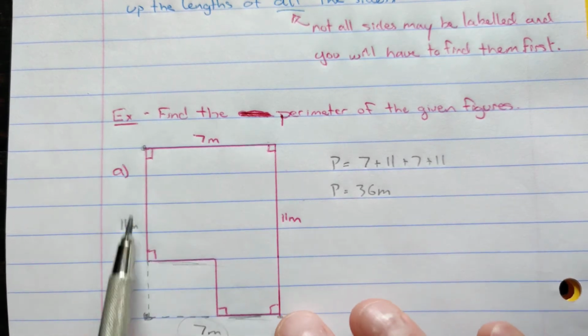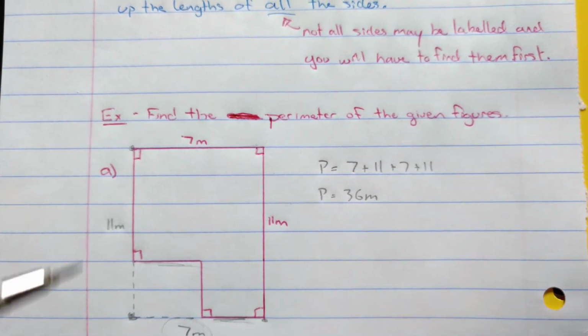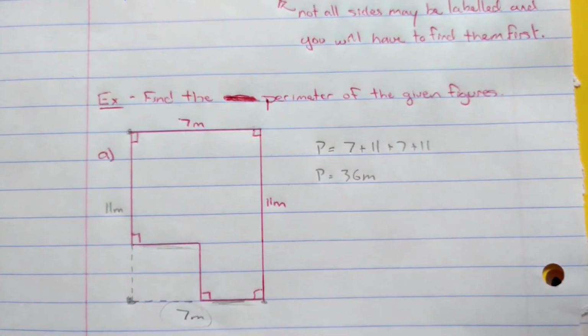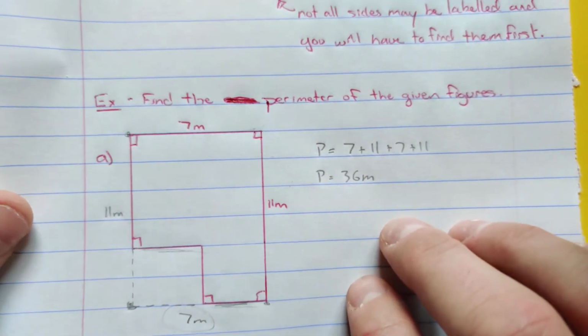So we use that idea that these sides will be the same length because these are at right angles to each other to find that, to determine those missing values. So that's one way to find missing values. There's some other ways.